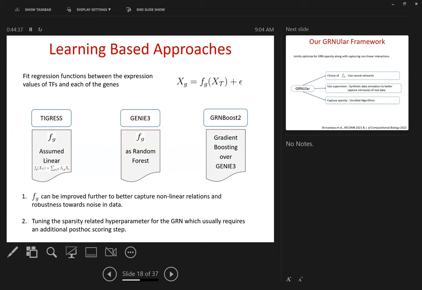So again, you could take that function to be linear. Tigris does that. And Gini3 models FG as a random forest. GRN boost does gradient boosting over Gini3 and so forth, right? So all of these are unsupervised learning methods. So what we have done is that we tried to inject supervised learning into this field, right?